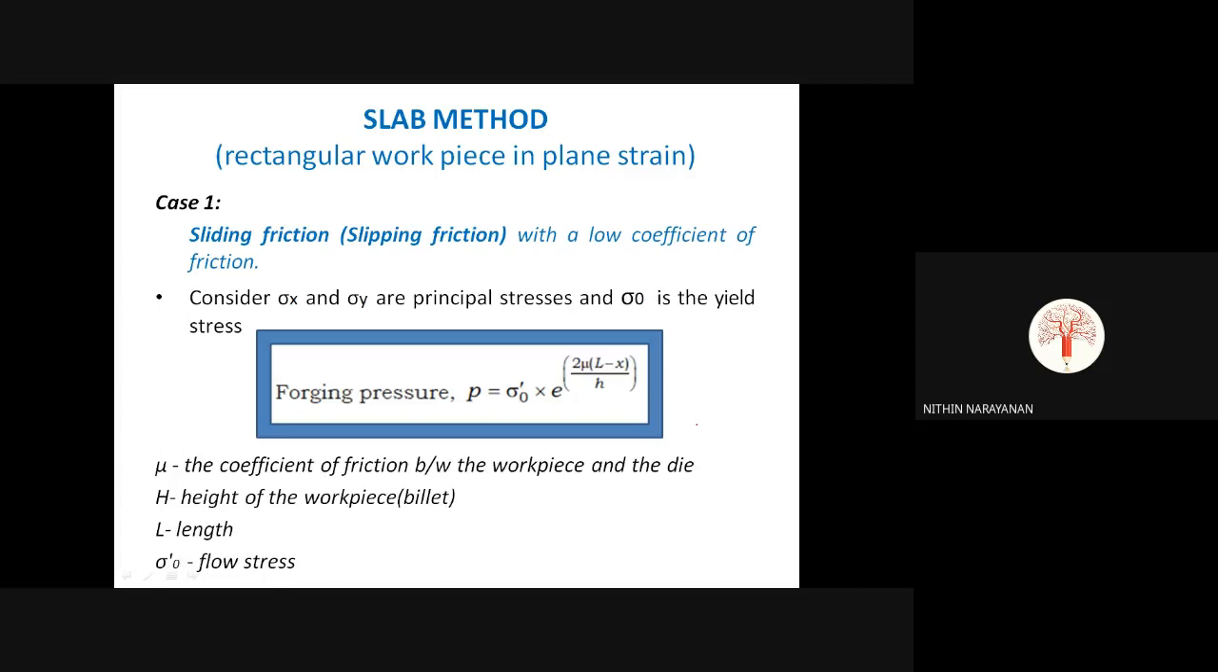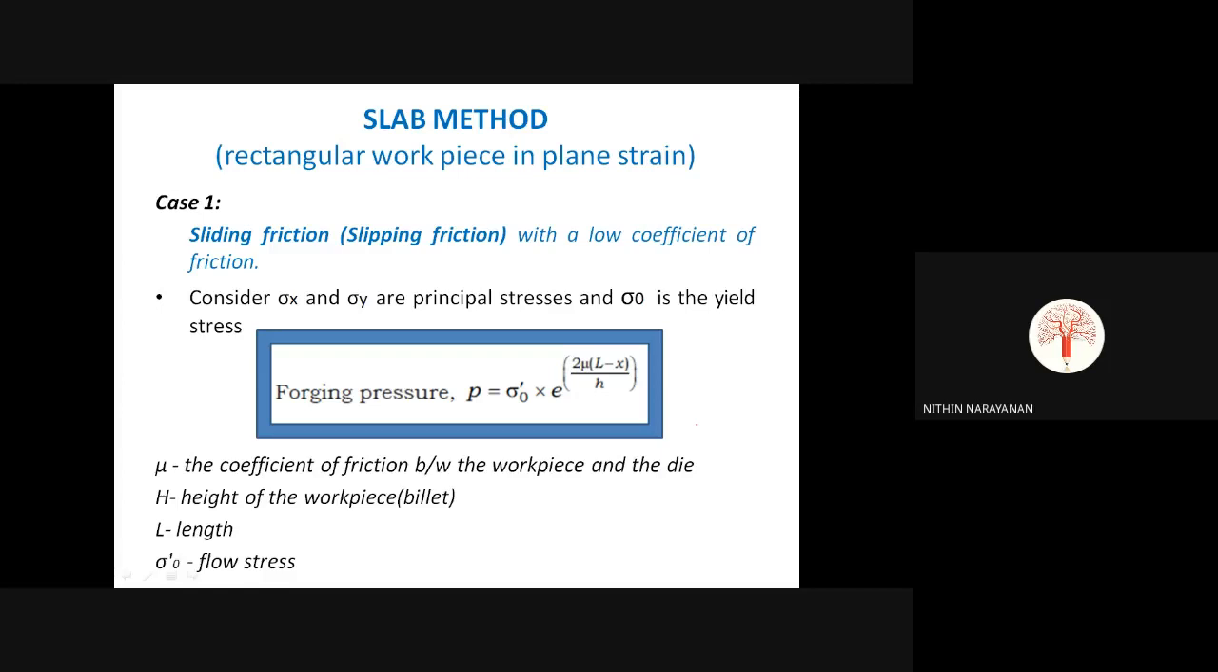Consider sigma h and sigma y as principal stresses, sigma naught as the yield stress, and sigma naught dash as the flow stress. We get the forging pressure equation as P equals sigma naught dash into e raised to 2 mu into (L minus h) by h, where mu is the coefficient of friction between the billet and the die, that is, the workpiece and the die. h is the height of the workpiece, L is the length of the workpiece, and sigma naught dash is the flow stress.